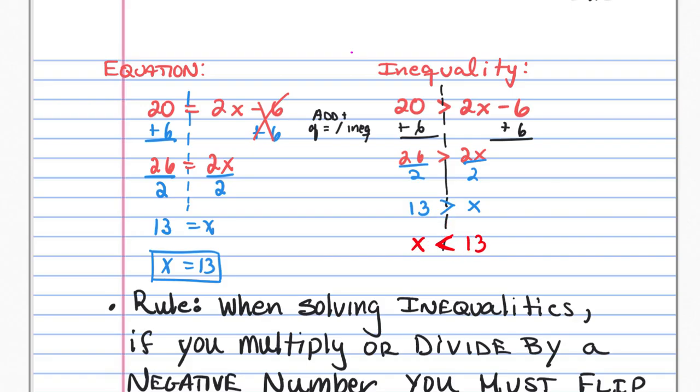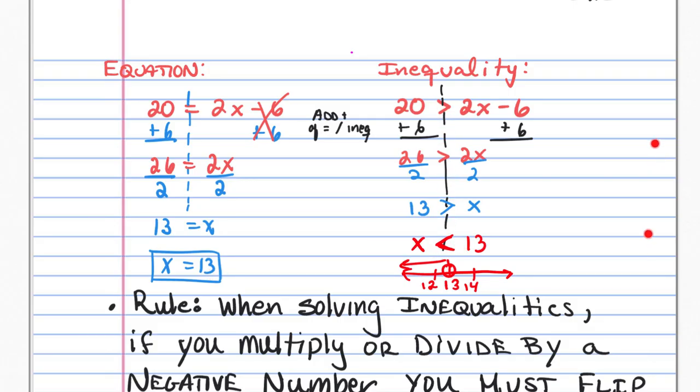Now in this case, when I get this answer, remember, this is a whole mess of answers. So I'm just making a quick graph here. And I've got 12, 13, and 14 on it. And so this would be everybody less than 13. So this really represents a lot of solutions, whereas with these equations, we only get exactly one solution. So that's one of the things different about inequalities.